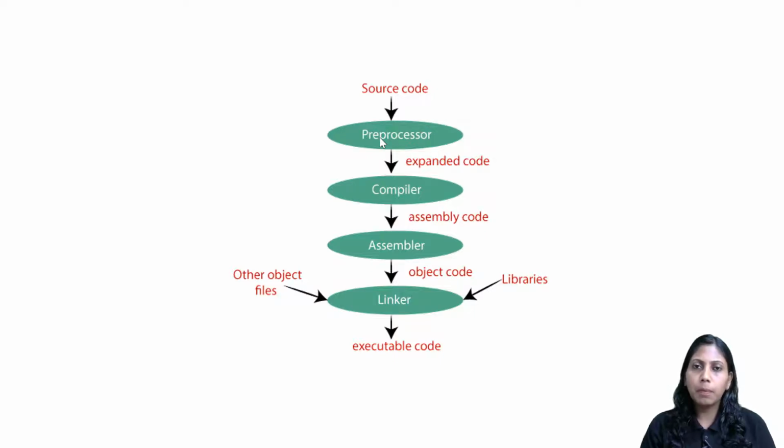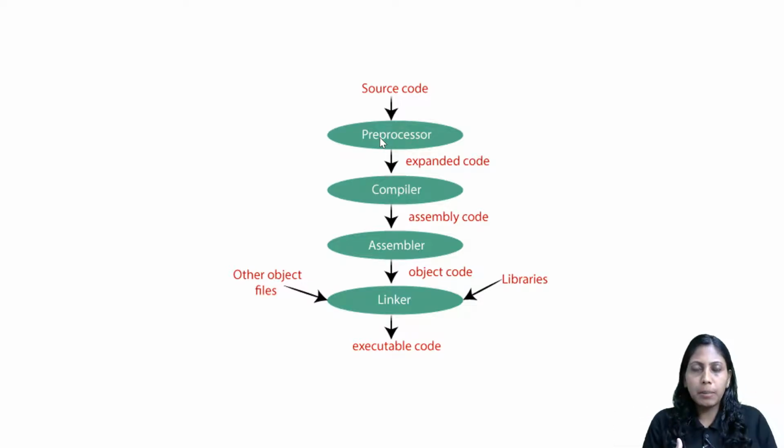That means even after the preprocessor, the code is still called source code. The compiler will be converting the expanded source code into assembly code. That's why I told you it's not a complete machine code. It will be assembly code. And after the compiler, there is one more thing called the assembler. The assembler always takes assembly code as the input and creates the object code.